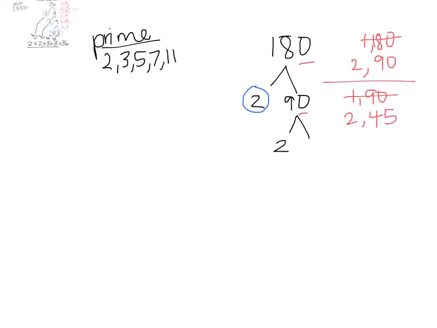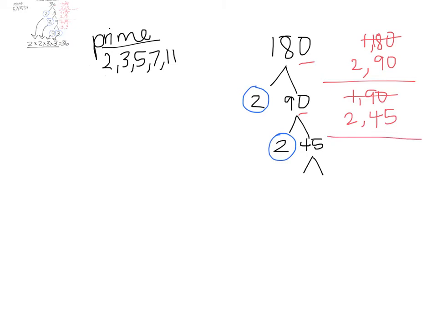So we're going to go ahead and write those two factors here. I love 2 because I can circle it. So we're going to circle that prime number there. 45 is not prime, so we are going to branch that one.